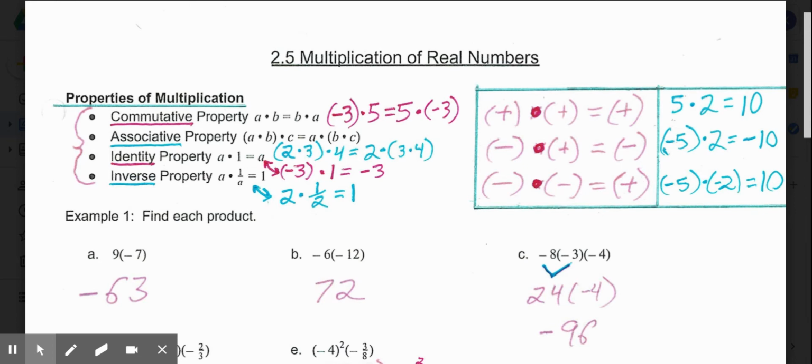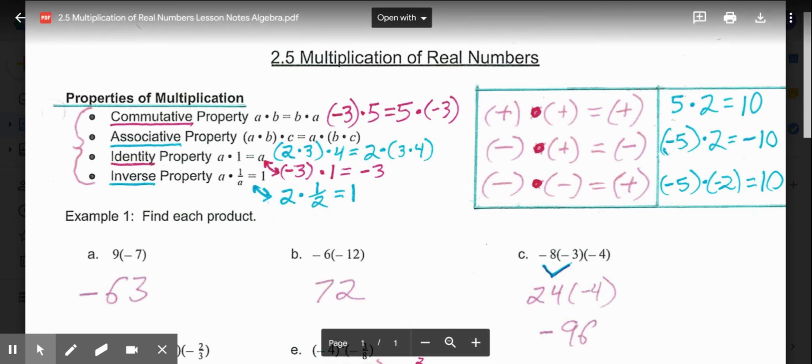So example 1 asks us to find each product. Now remember, a product is the answer to a multiplication problem. So we are simply multiplying. So we can represent multiplication a few different ways in algebra. One would be with the dot in between. One would be a number next to a variable. Another would be with a number right outside of parentheses.